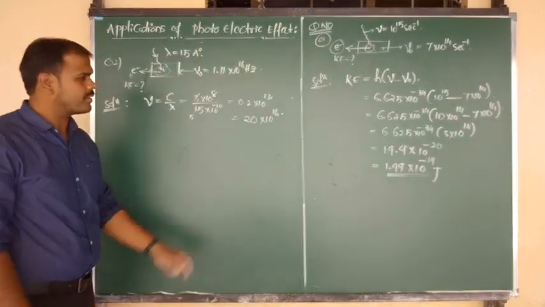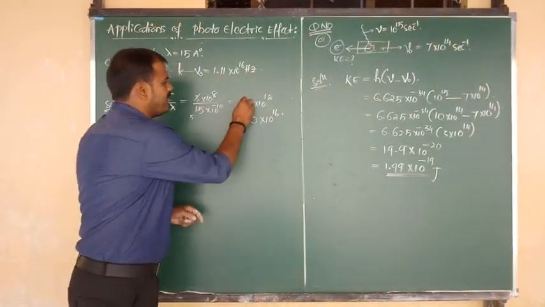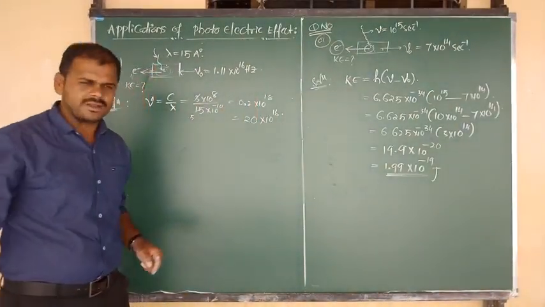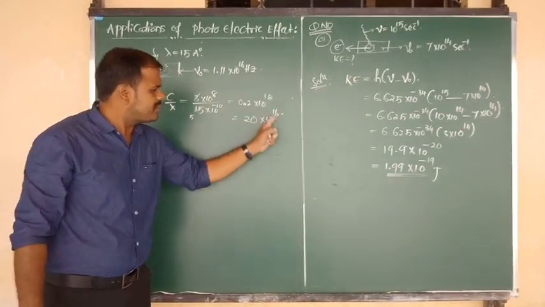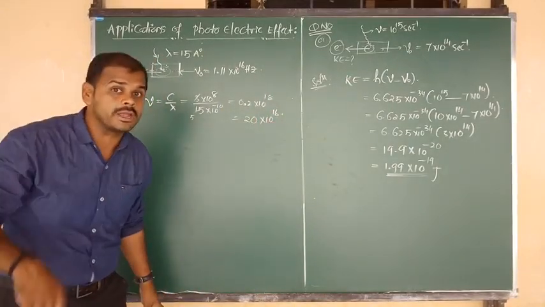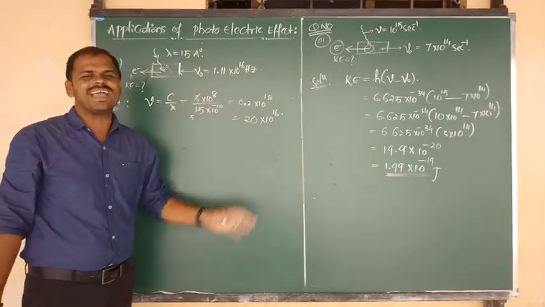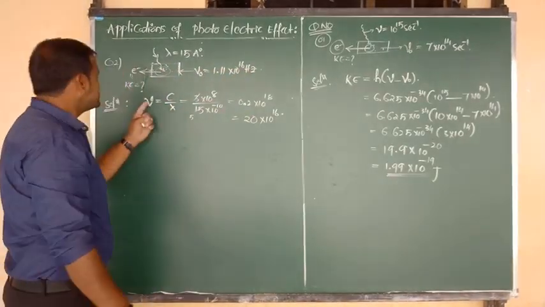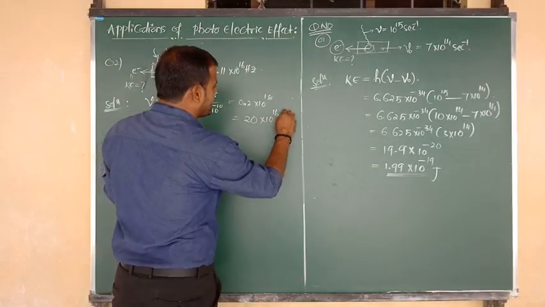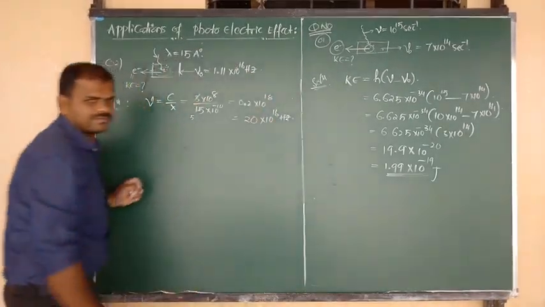Yes or no? By the shifting of one decimal point, it will become 17. By writing 0, 17 becomes what? 16. Sir, why are we converting into 16? Because they have given nu naught as 10 to the power of 16. That's why I have shifted. Okay, so this is the value of frequency, we can write in second inverse, and also we can write h.